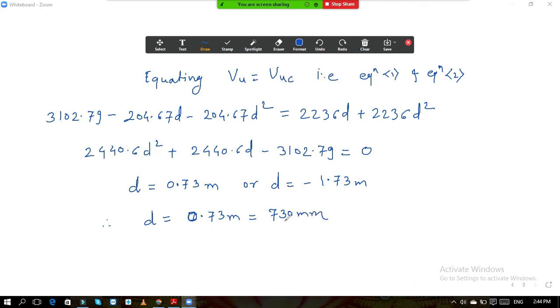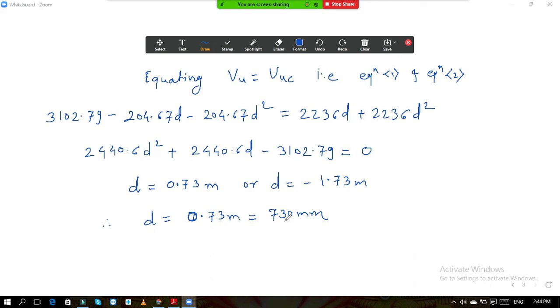Please check the answer. So your depth of the footing is 730 mm. Depth of the footing is 730 mm. So this is your effective depth.